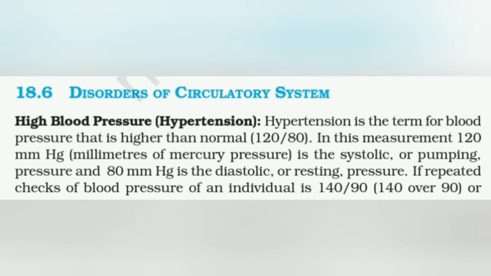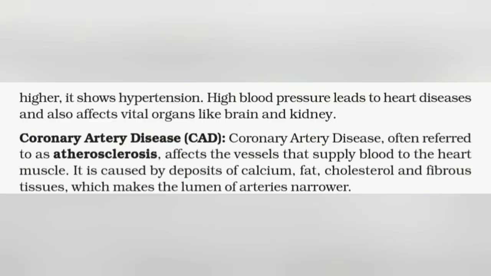Disorders of circulatory system. High blood pressure, the most common disorder which we can see in every third individual nowadays. High blood pressure is also known as hypertension. Hypertension is the term for blood pressure that is higher than the normal. Normal is 120 and 80. In the measurement, 120 is systolic pressure or pumping pressure, while 80 is diastolic or resting pressure.